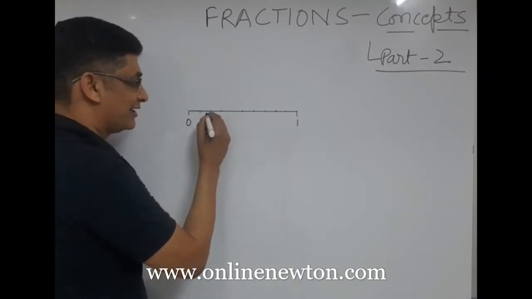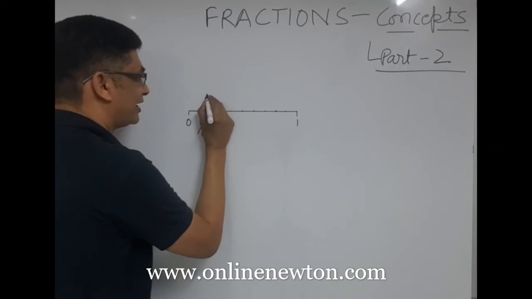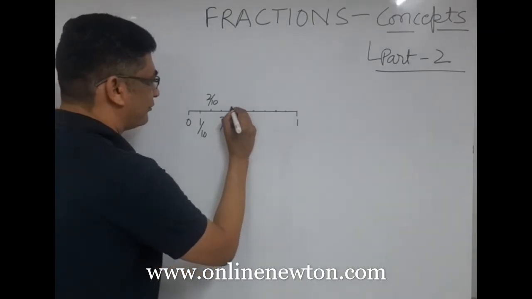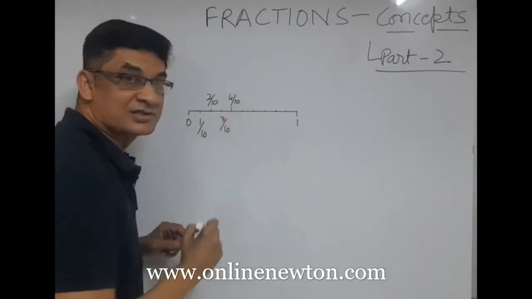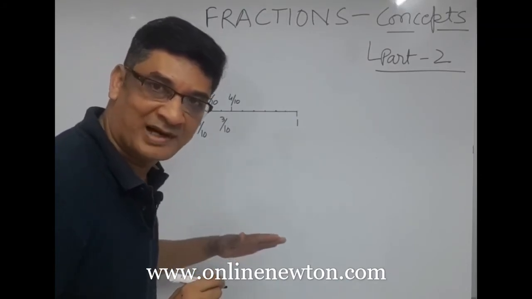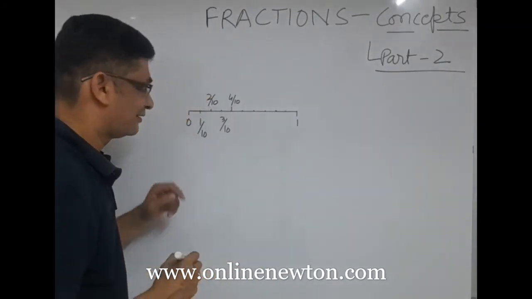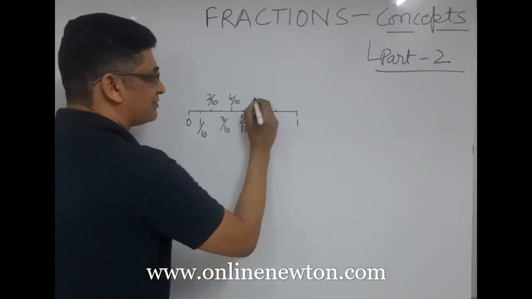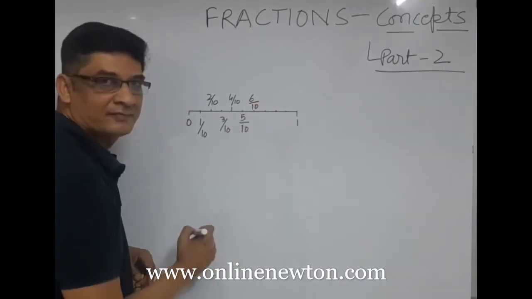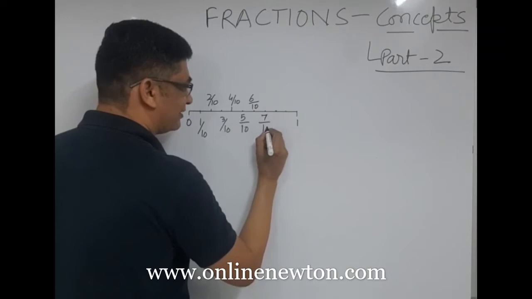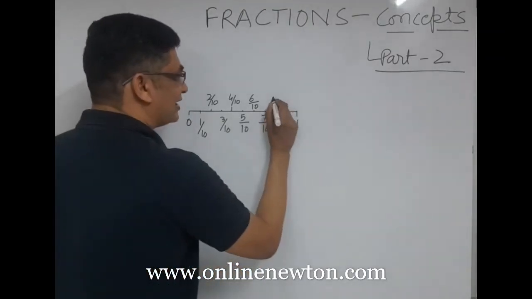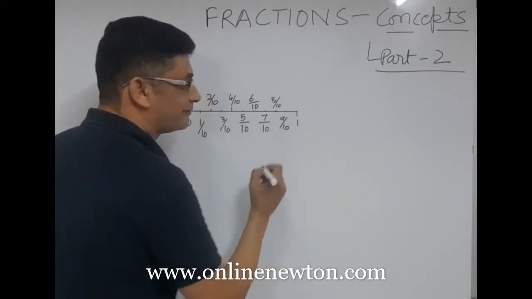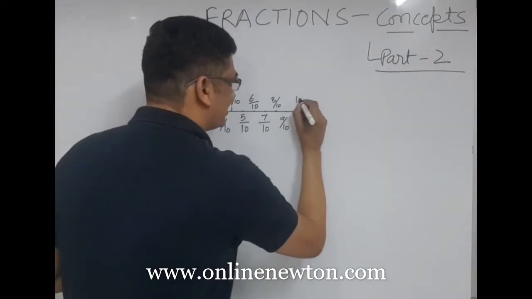For understanding and clarity, I'll write down. The second part is called 2 by 10. The third part is called 3 by 10. The fourth part is called 4 by 10, because now we have 10 parts. So the below part of the representation will have 10. The fifth part will be represented as 5 by 10. The sixth part as 6 by 10. The seventh part as 7 by 10. The eighth part as 8 by 10. The ninth part as 9 by 10. And the last part will be represented as 10 by 10.